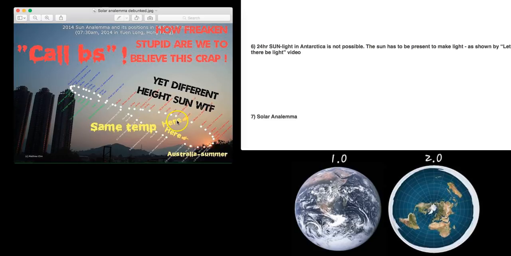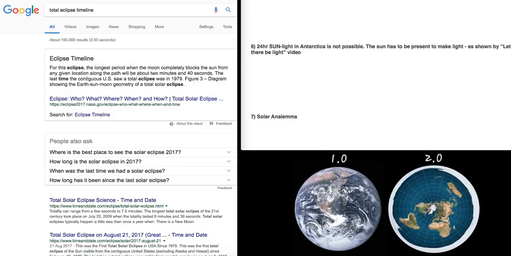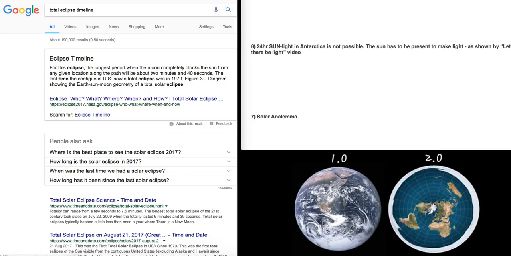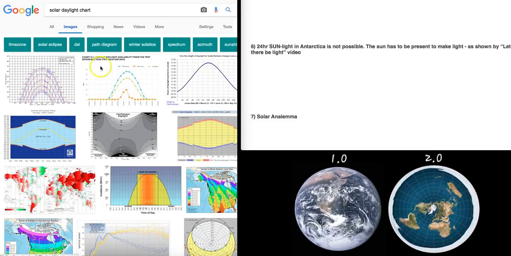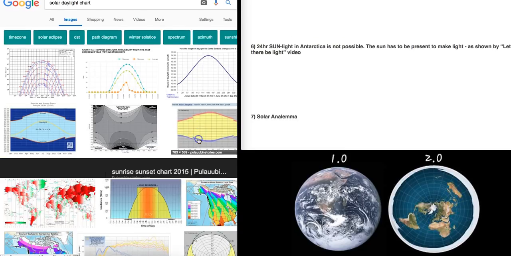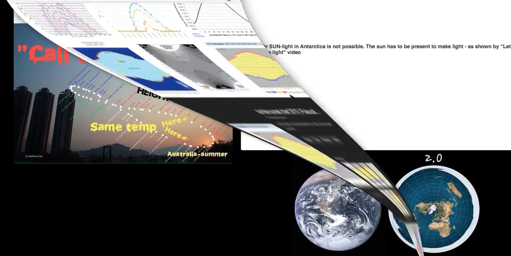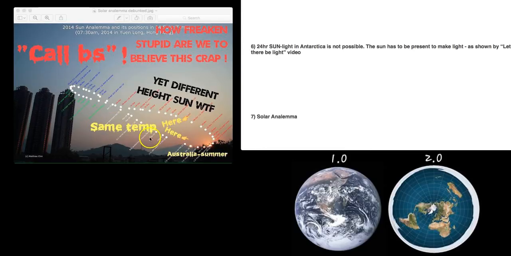So the problem with this is that when we look at sun charts, solar daylight charts, let's take a look. When we take a look at things like this, the amount of daylight in October and February, or the heat, the temperatures are very similar. Yet when we look at this, the sun is much lower in the spring than it is in the autumn, and it just doesn't match up. You have the same temperature in both of these times, yet the sun is much higher in one place than the other. It's just a problem.